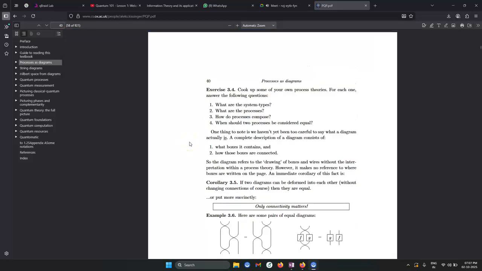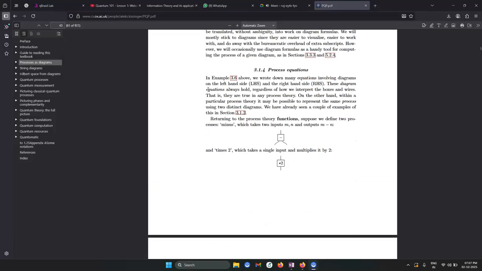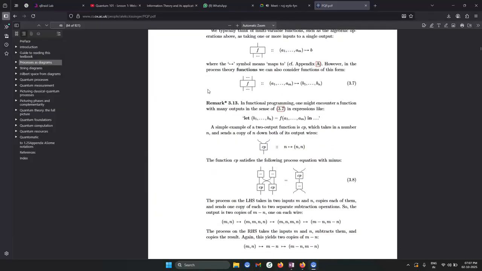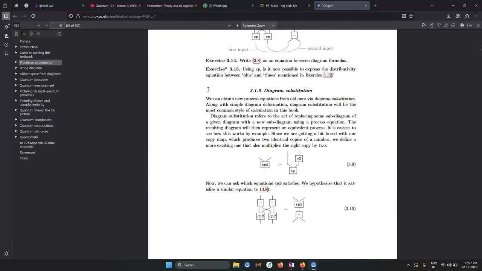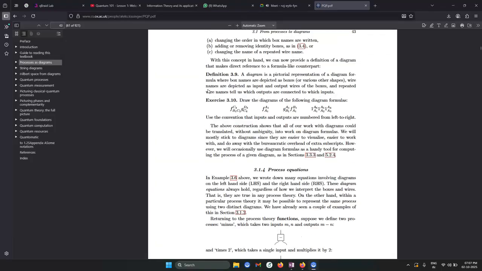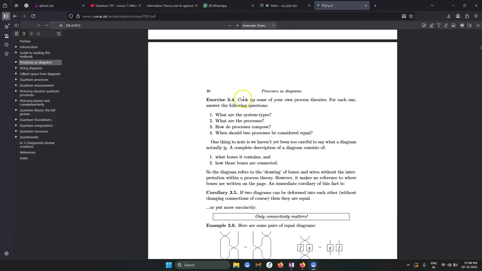Okay, so welcome everyone to our second session, a reading session on picturing quantum processes. Today we will be starting from where we left off, and we will hopefully finish up to process equations, maybe up to diagram substitution.